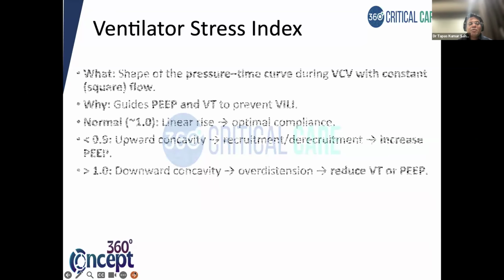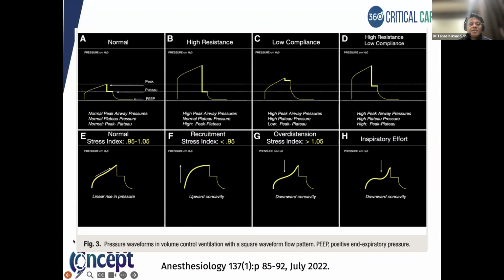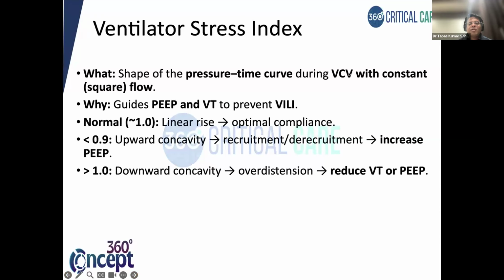Now, if the examiner expects you to tell 2-3 lines about the ventilator stress index, VSI, what is this? This is the shape of the pressure time curve during volume control ventilation with constant flow. With constant flow, you can see here. Okay, flow would be constant, and you would be getting pressure time during volume control ventilation. Now, what is the importance of the ventilator stress index? It guides your PEEP management, and again, what the tidal volume should be to prevent VILI, ventilator induced lung injury. Normal is around 1.